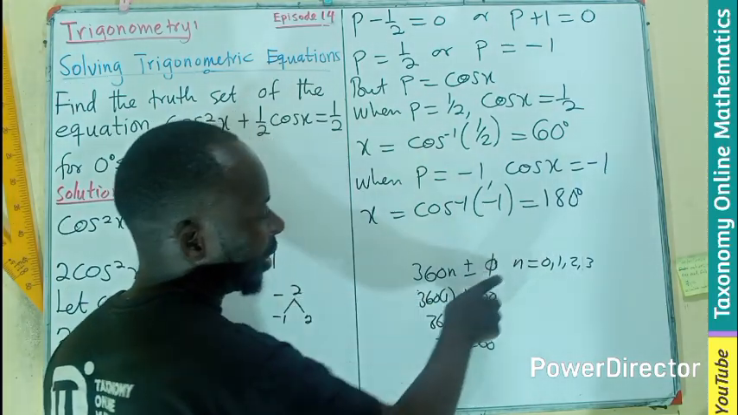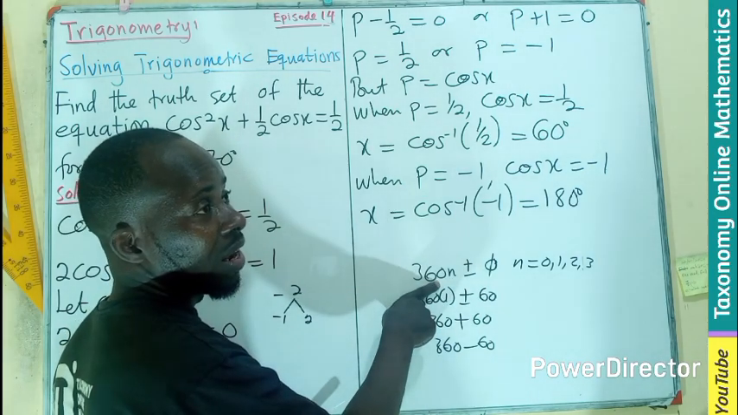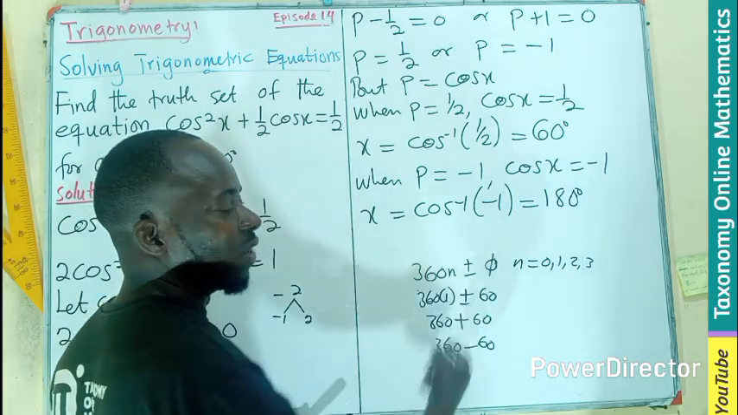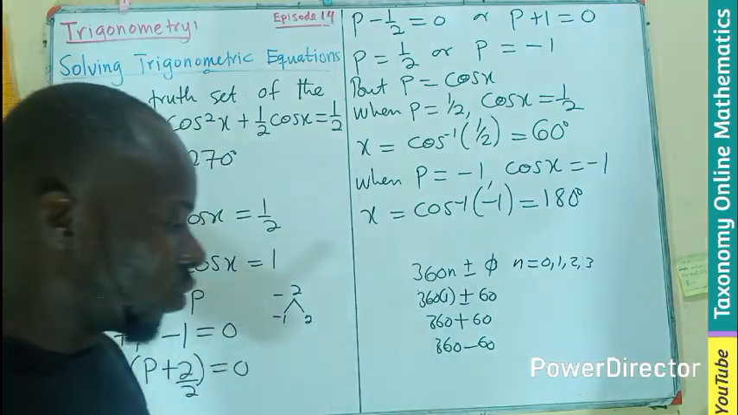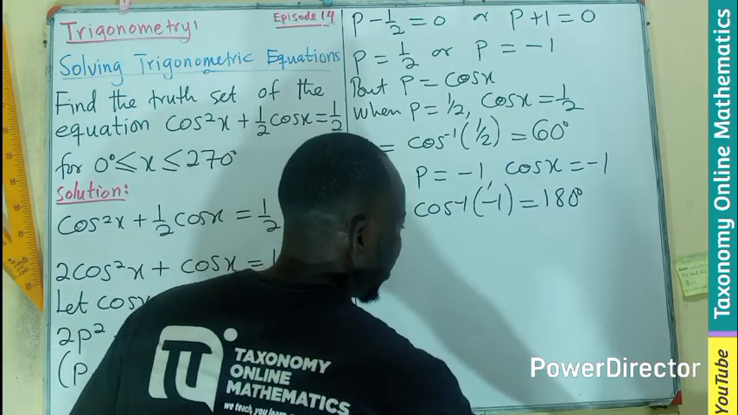Then if it is 180 and you put 1 here, this is going to be 360 plus 180, beyond this. 360 minus 180 will still give you 180. So your solution will not be any other value than the ones you calculated.